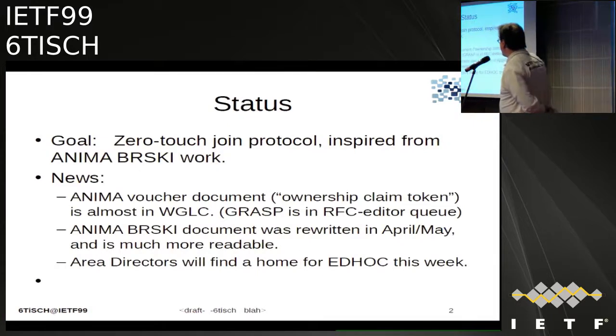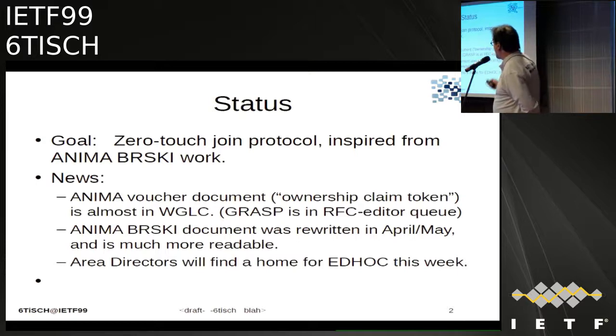So the goal is the zero touch join protocol. It's supposed to look very much like the Anima BRSKI work, but optimized for 6TiSCH and minimized. And we're using methods and protocols that we already have code space for. So in news, the voucher document, which is the document that allows, in zero touch, the pledge to understand that this is in fact the network that it belongs to. These are, in fact, the droids you're looking for.